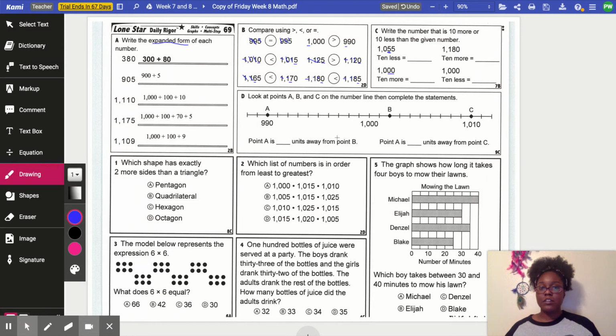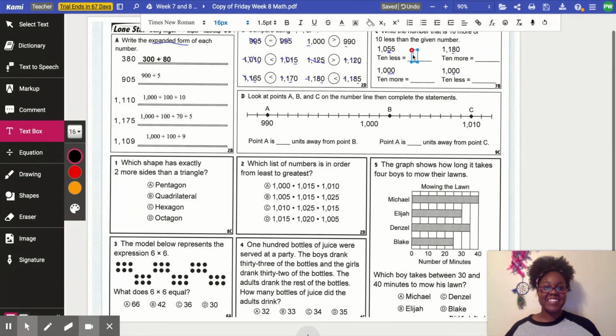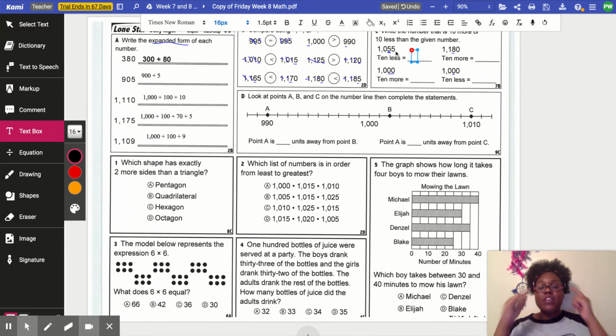Oops, I kind of underlined both places in that one. Tens place, tens place. All right, so here's what I'm going to do. I'm going to use my text box. Here we go. I have to look in my tens place. I'm looking for 10 less than 1,055. So I'm really thinking about it as being 55, and 10 less than that is 45. All I did was in my tens place, I went down 1.